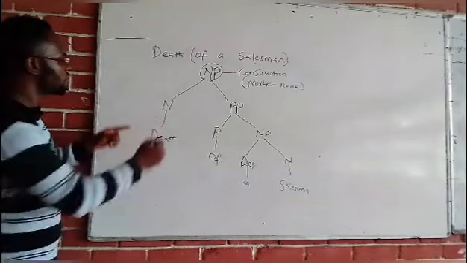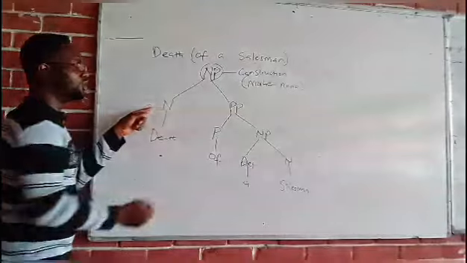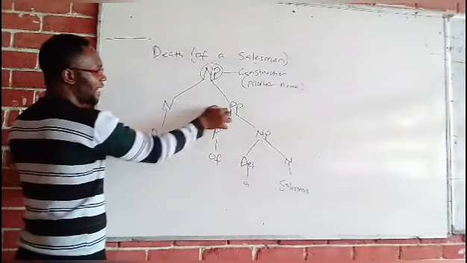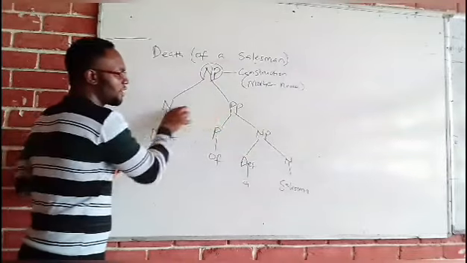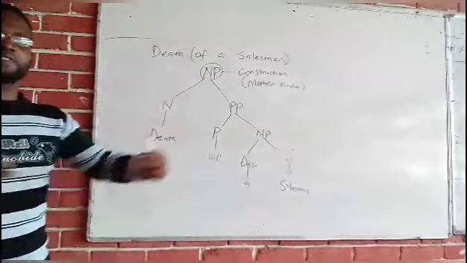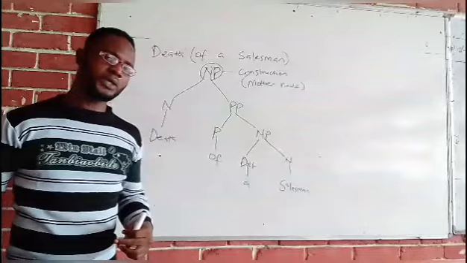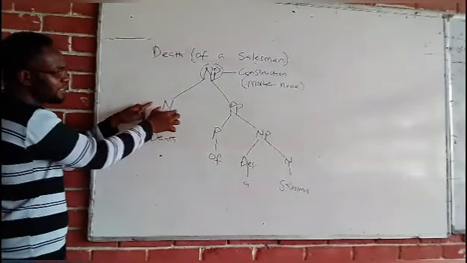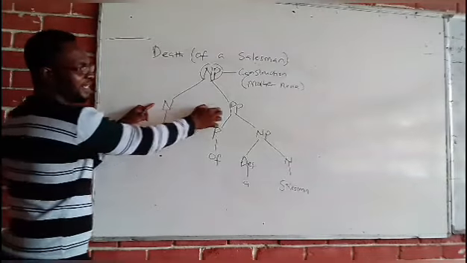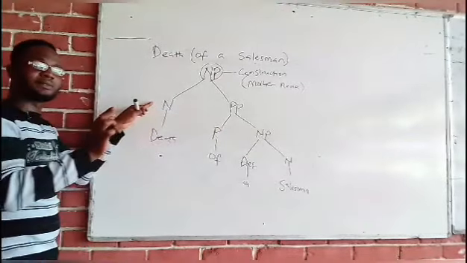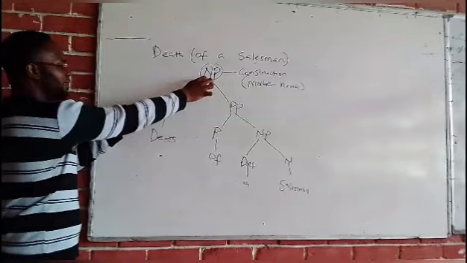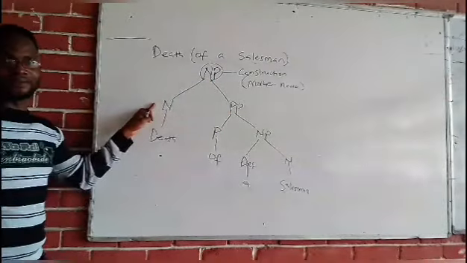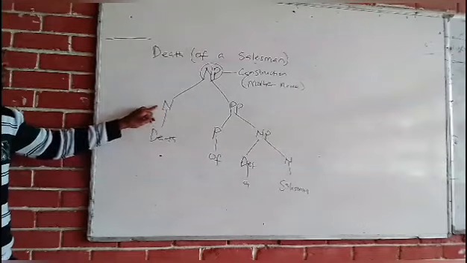If it's called the mother node, that means these ones here, they are called sisters. That's N and PP. Now, what relates both of them is called sisterhood. The relationship is called sisterhood. Besides that, this also explains what we call precedence and dominance. Now, NP dominates N and PP. It's called the principle of dominance in syntax.